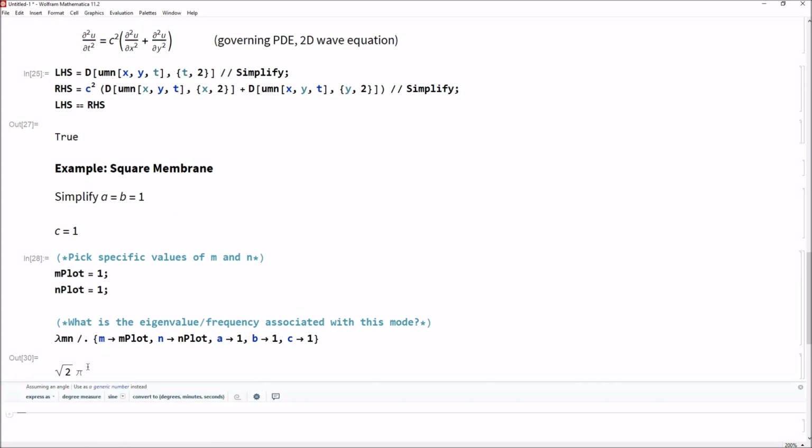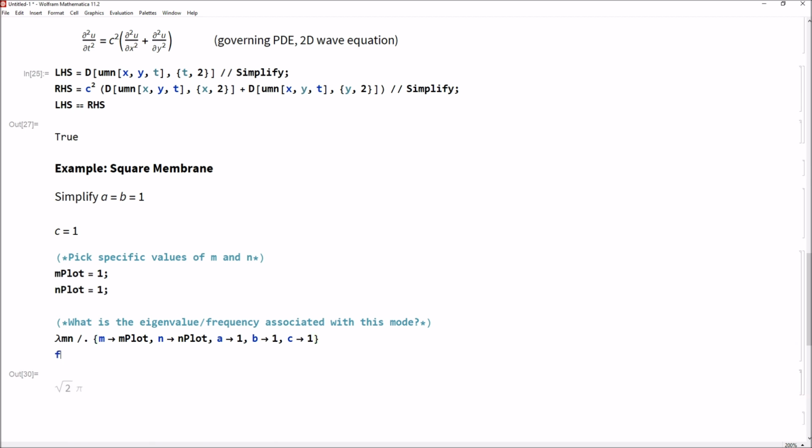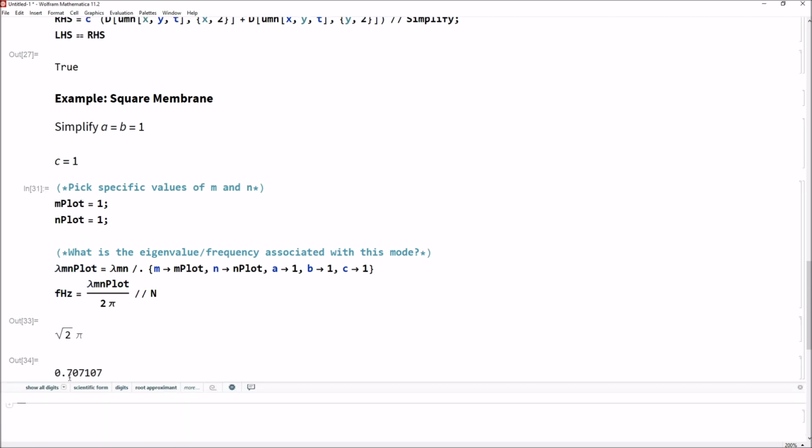Here we go. Here it is. So the frequency is square root 2 times pi radians per second. It might actually be helpful to get that in hertz. So let's make this a variable, mn plot, the specific value that I'm looking at here. If I take this and divide by 2 pi and get it as a number, this should give me the frequency in hertz. So great, this first mode is a little less than a hertz. It's 0.707 cycles per second.